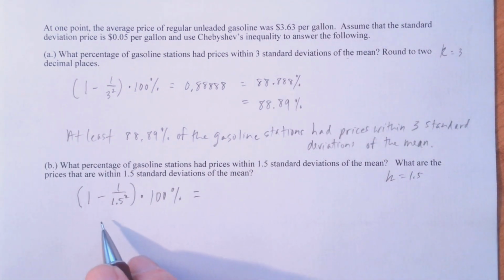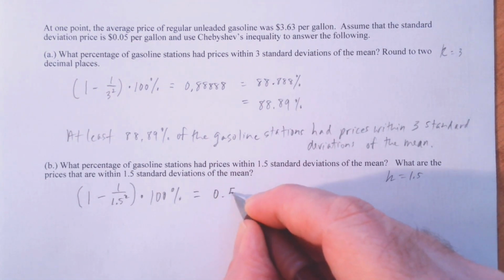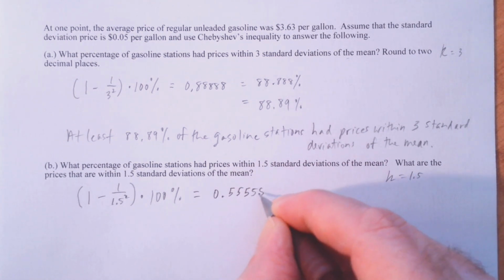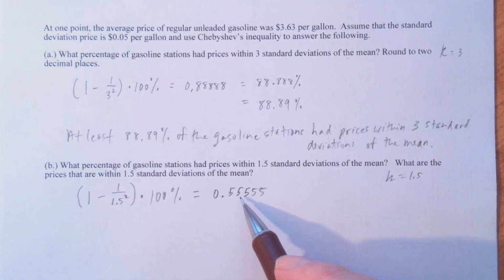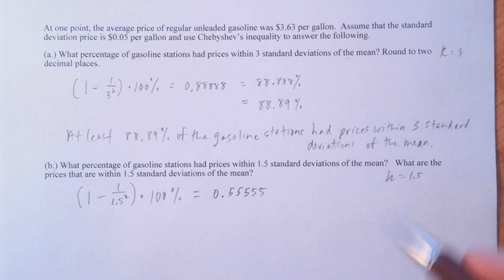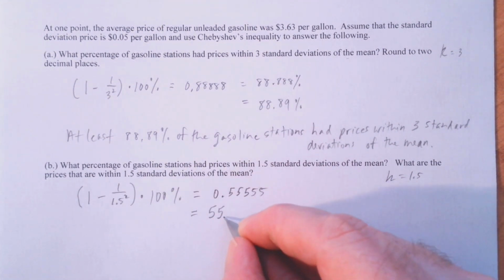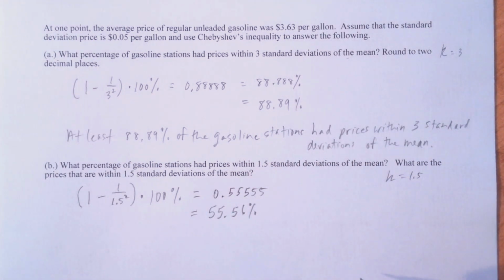So go ahead and put that into your calculator. You should get 0.55555. Again, we want to go to 5 plus decimal places because we're going to move it 2 to turn it into percent. And we need to round to this place here, and so we'll need that digit there. And so this is 55.56%. All right.